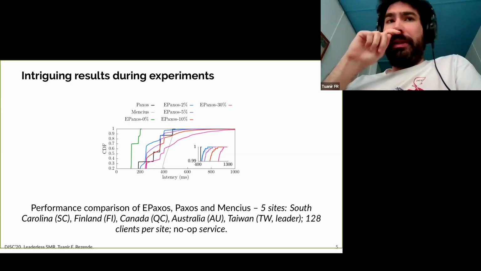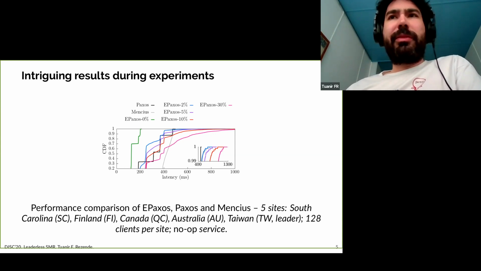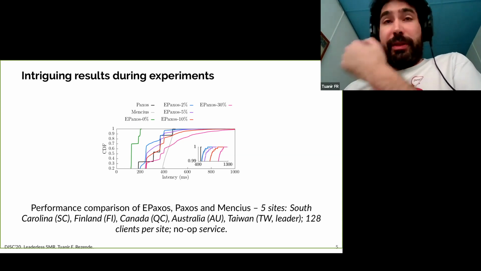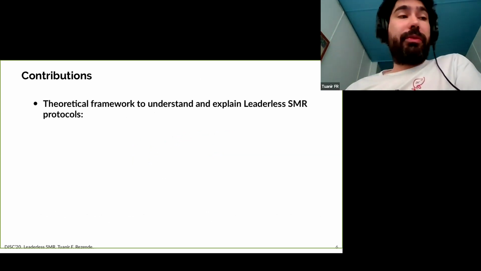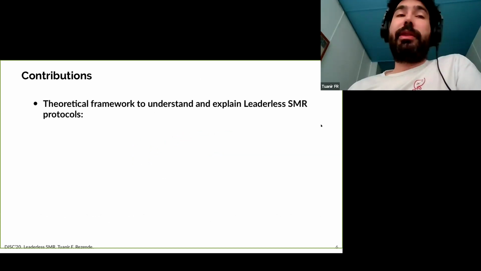As the conflict rate increases, the latency of ePaxos drastically increases too. But this is not the same case for Mencius. So even though there are two leaderless protocols, we were asking ourselves why they behave so differently. So we set ourselves on this path to characterize and try to understand these phenomena better, because leaderless protocols are relatively new and need to be properly defined. The contributions of our paper are first a theoretical framework that aims to understand and explain multiple leaderless SMR protocols.